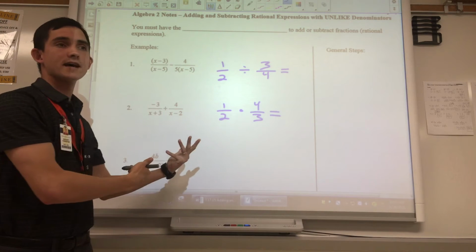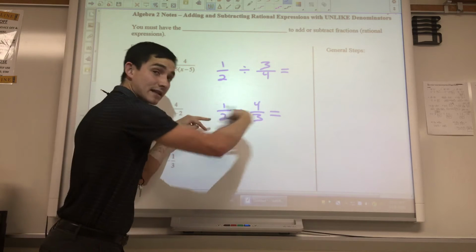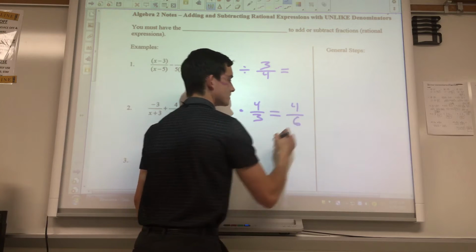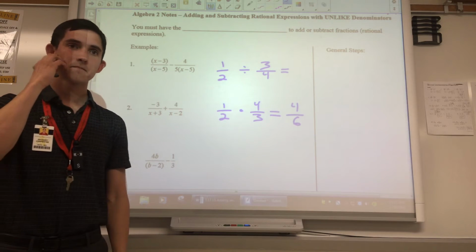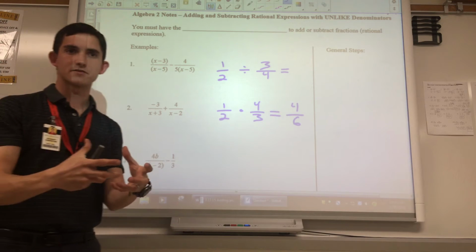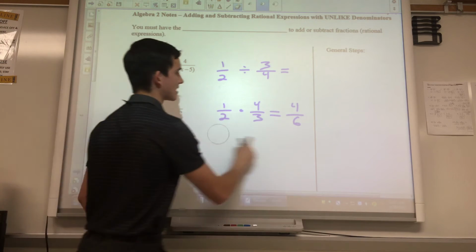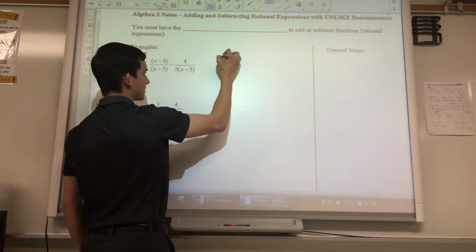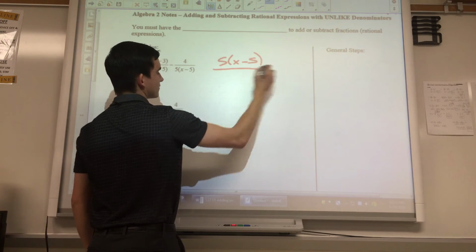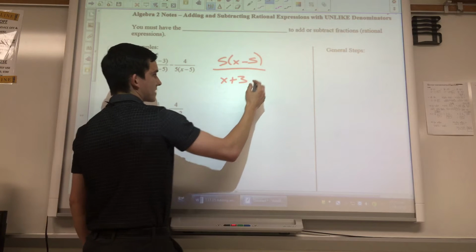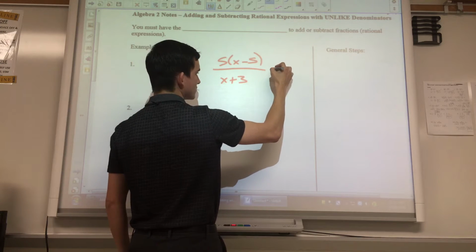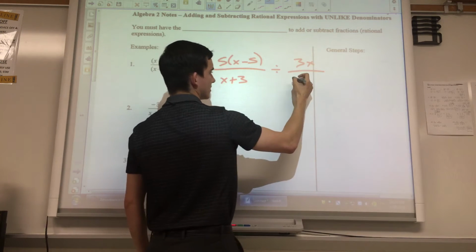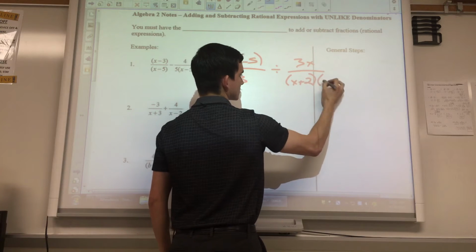Division really is the exact same thing as multiplication, except you just need to flip it, and then you're multiplying, right? And how do you multiply fractions? Straight across. So it's 4 over 6. Does that make sense? I mean, yeah, you can simplify it, but the concept still remains, right? That's how you divide. Now let's make it look a little more complicated again by putting some variables in there. So if I have, let's use 5 times x minus 5 divided by x plus 3, and then let's do all that divided by 3x over, let's do 2 of them, x plus 2 times x plus 3.